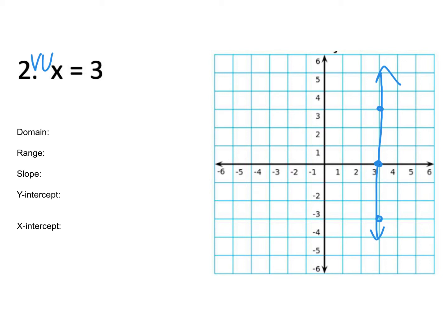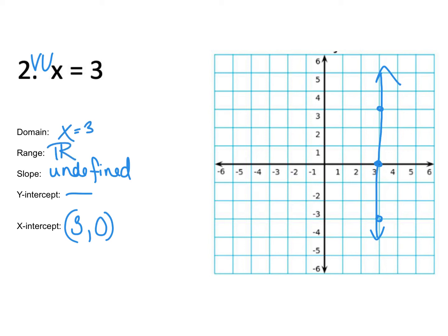So when I look at this, my y-intercept does not exist because it never crosses the y-axis. My x-intercept is the point (3, 0). My slope is undefined because it's vertical. As far as domain and range, this one's just ever so slightly different. My domain here, the only x value that's included is 3. So my domain is x equals 3. My range, however, is all real numbers because it goes forever up and down.